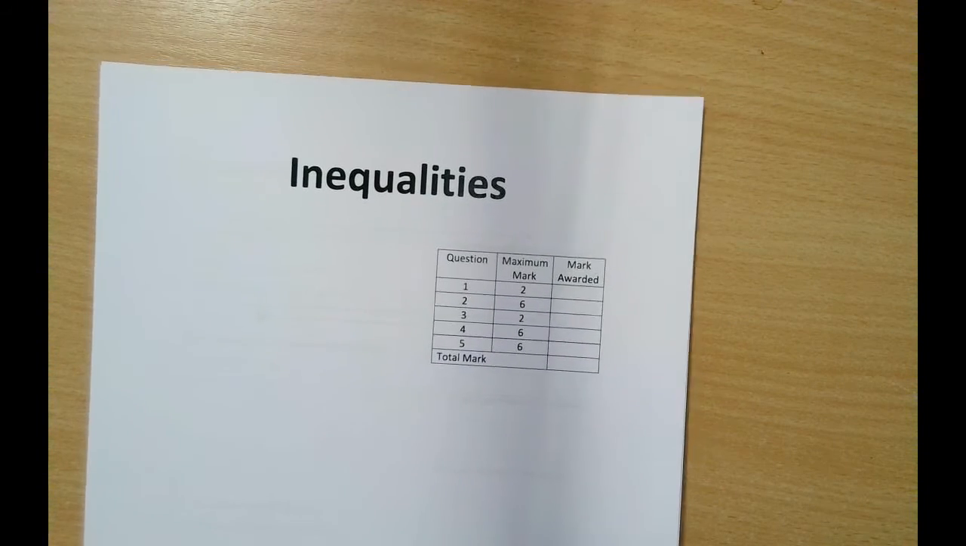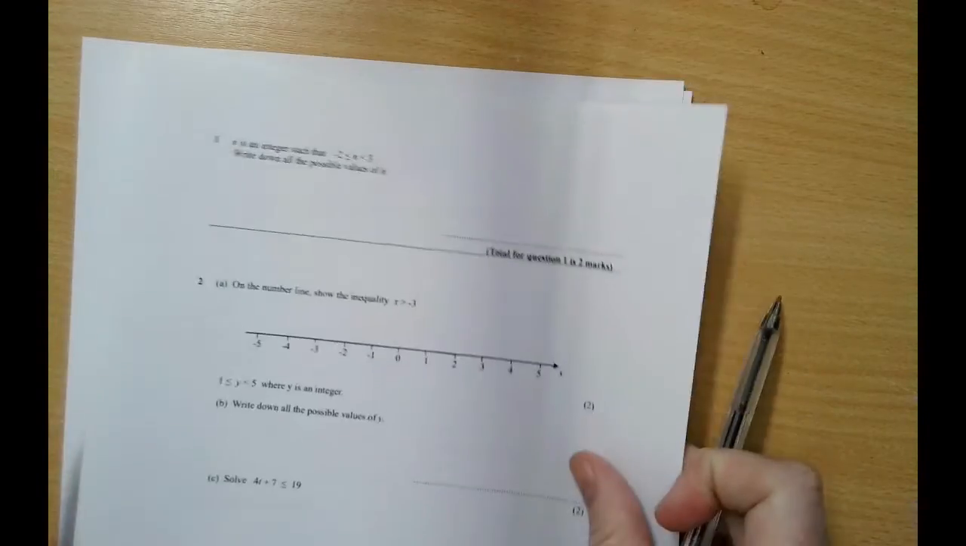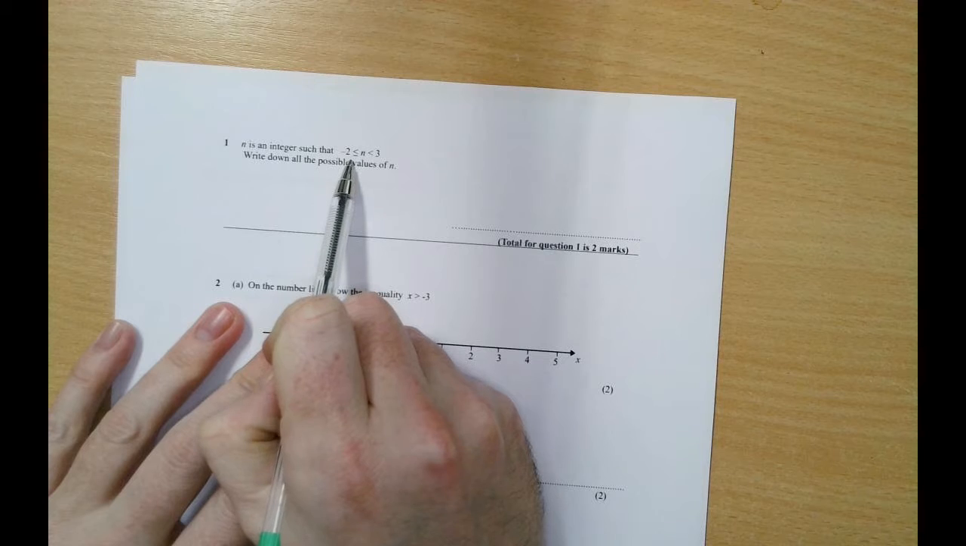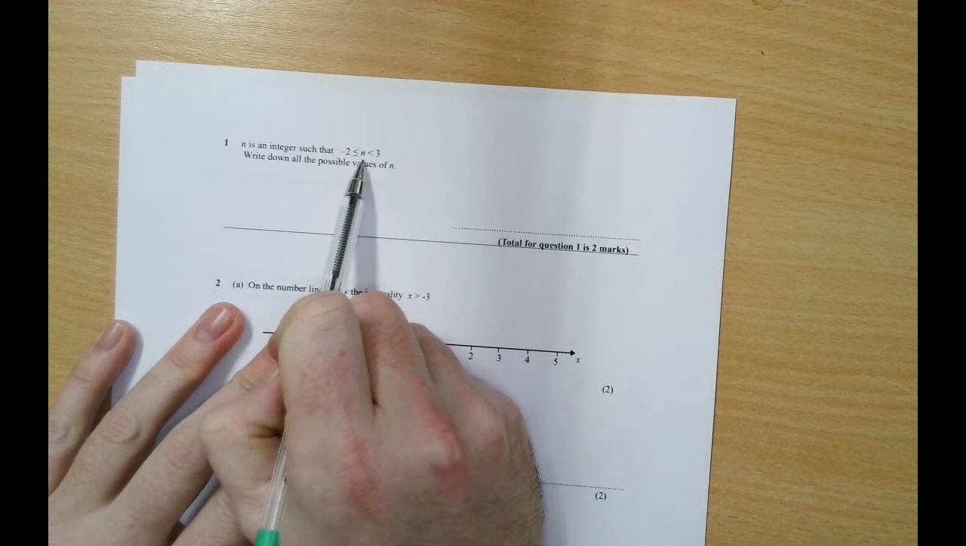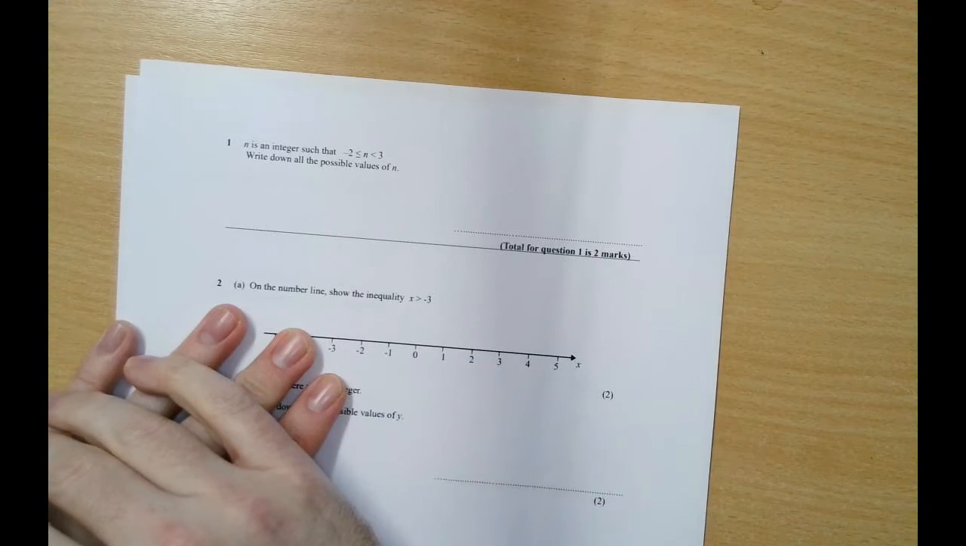This is a mini help video on the topic of inequalities. So let's start with the first question. It says n is an integer such that minus 2 is less than or equal to n is less than 3. Write down all the possible values of n.